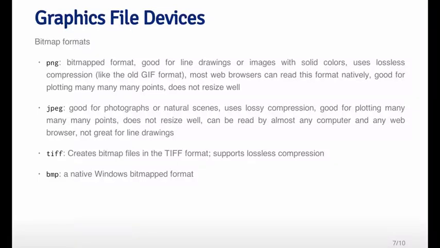They're not very good for line drawings because if you create a line drawing in JPEG, you'll see some aliasing in the lines. TIFF is another older format for bitmap files. It supports lossless compression. It's very commonly used still. BMP is a native bitmap format for Windows, and it's commonly used for things like icons.